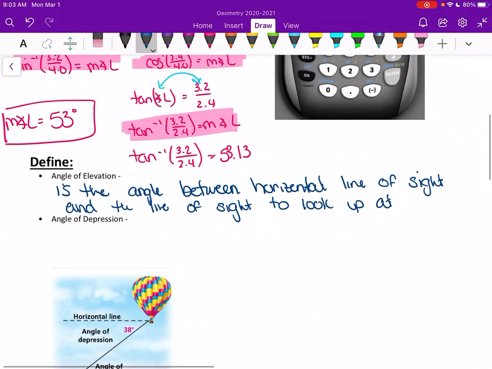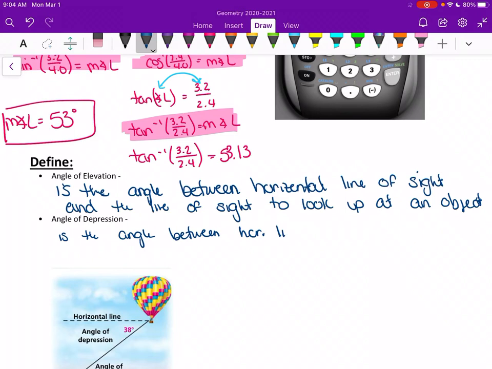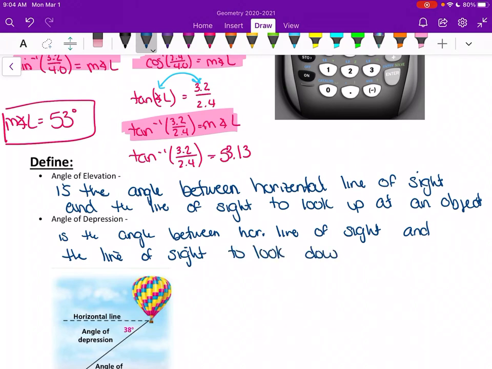At an object. Okay, the angle of depression is the angle between your horizontal line of sight and the line of sight to look down at an object.